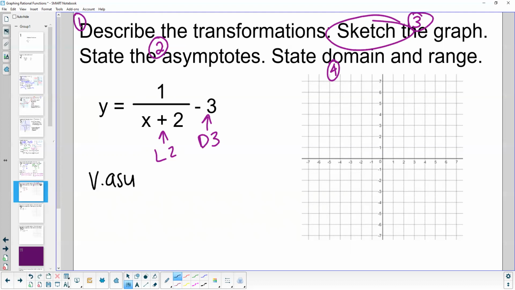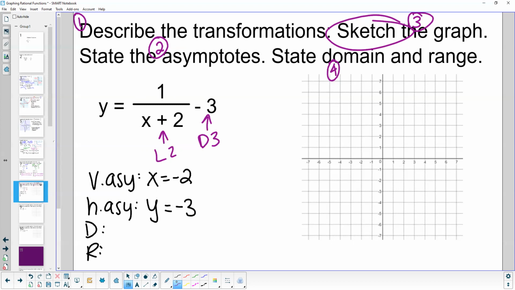So we have our vertical asymptote, our horizontal asymptote, our domain, and our range. Now our vertical asymptote here is going to be affected by that left 2. So now all of a sudden we are going to see this x equals -2. Our horizontal asymptote is reflected by our shift up and down. So we've got this y equals -3.